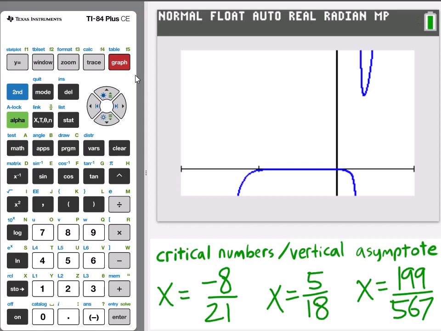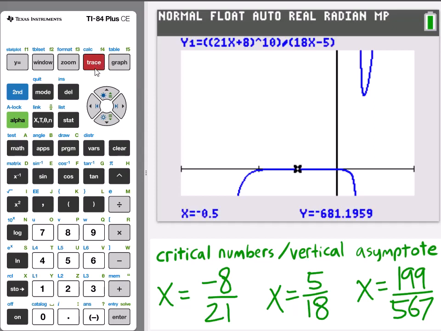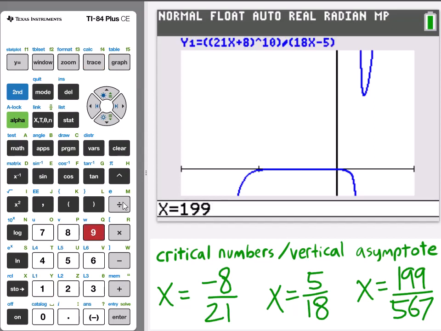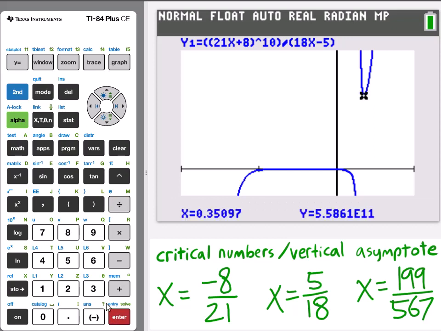So let's again explore what's going on at those critical numbers. 199 over 567. And we see that is what appears to be a minimum of the graph. That is where the slope of the tangent line would be 0. Again, that should hopefully connect to some classroom conversations we've had. That's what the derivative is, right? The slope of a tangent line, and we expect the slope to be 0, either at minima or maxima typically.